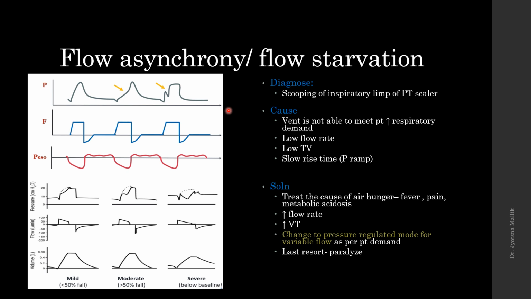So for flow starvation, the better way is to change from volume control to pressure control, and if required, we can increase the flow from mild to moderate, or moderate to high fast rise. And as a last resort, if there is still flow asynchrony, we may need to give palliative care.